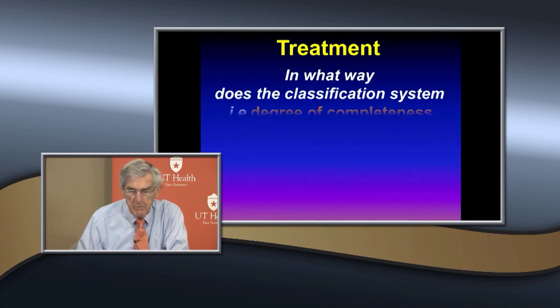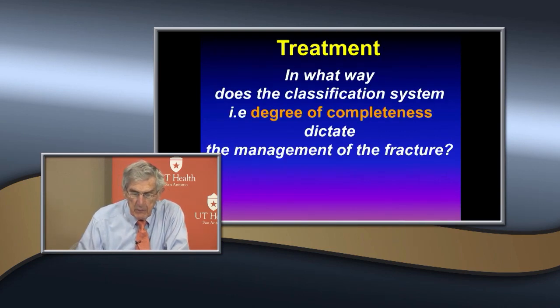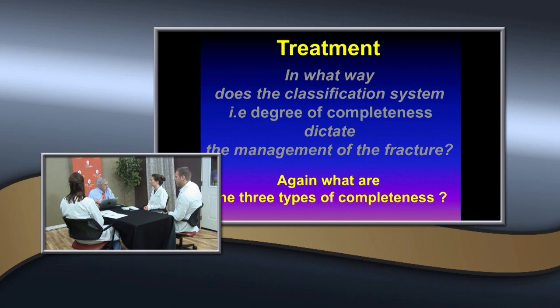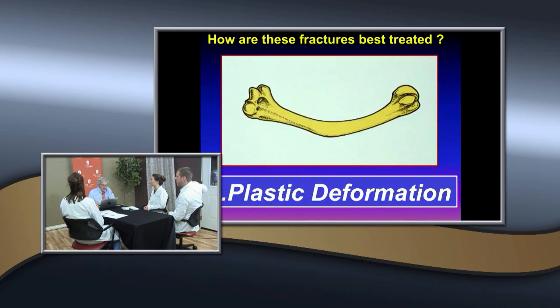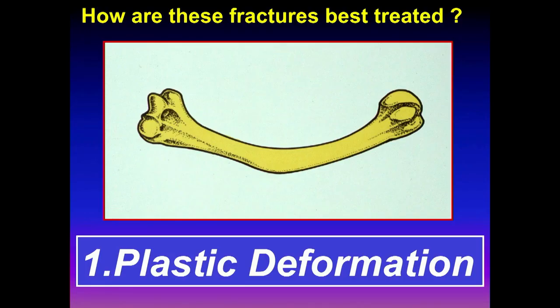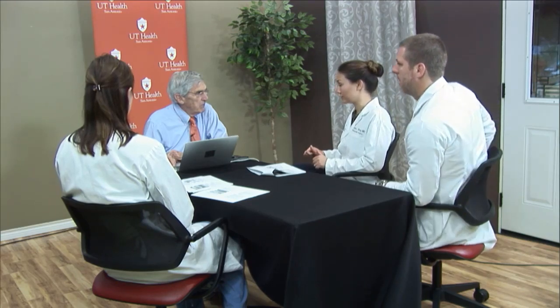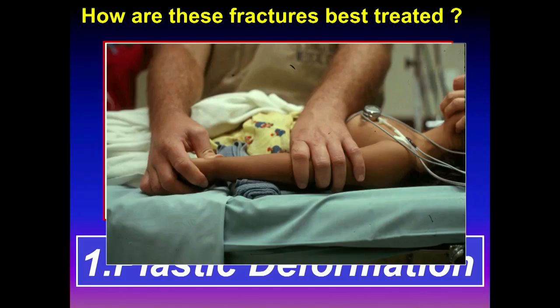Okay, the treatment. So how do we classify the degrees of completeness? How does that dictate the management of the fracture? And again, what are the three types of completeness? Plastic deformation. How are these best treated? Through a steady pressure through a fulcrum? That's right. You have to realign the internal structure, and that usually requires this technique.